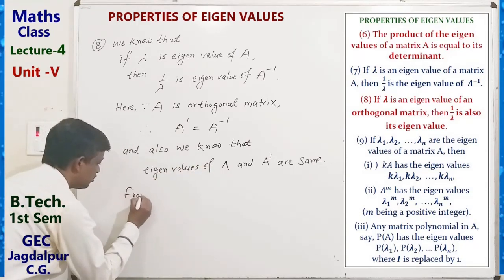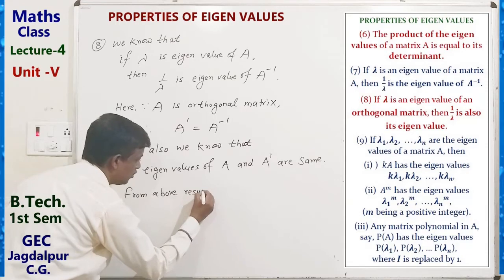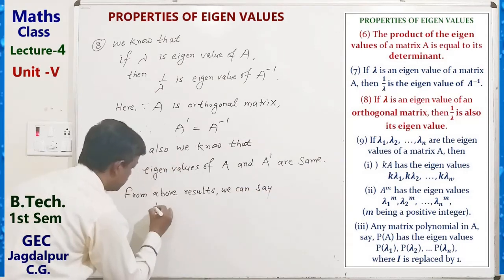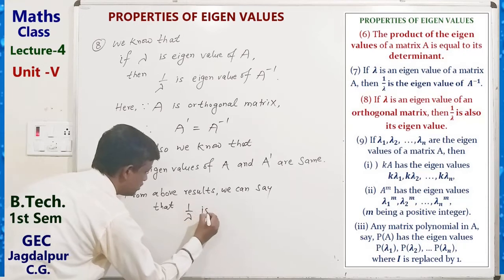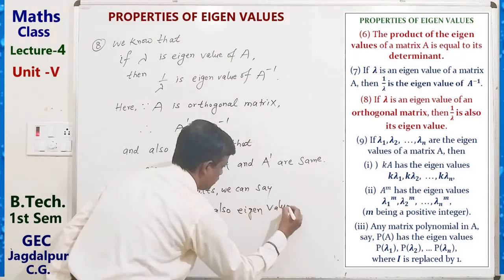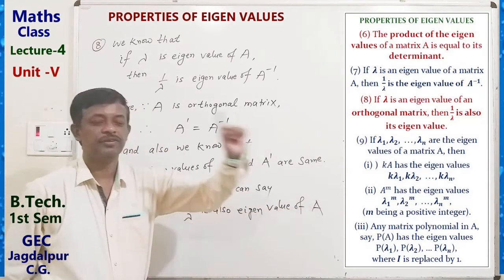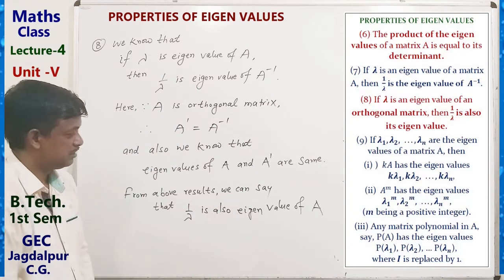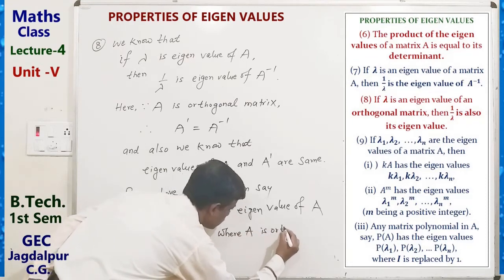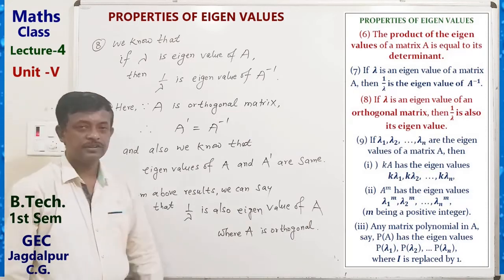From the above results, we can say that 1 by lambda is also an eigenvalue of A, where A is an orthogonal matrix. Clear? This is property 8.